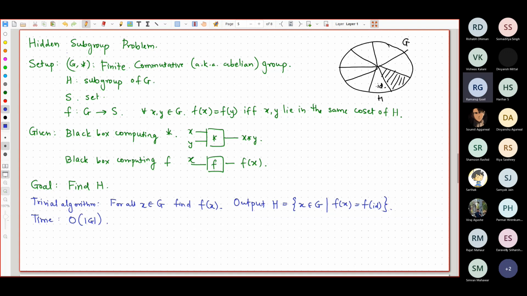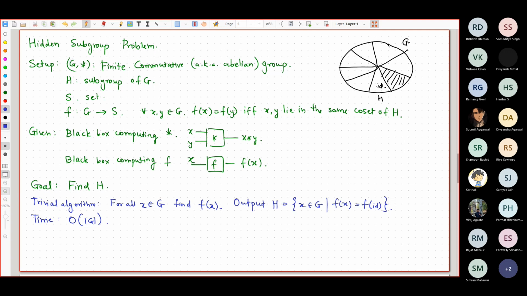So what we are trying to do is beat this trivial algorithm. In order to beat that trivial algorithm, it will be crucial that we know the identity element already. So let's just assume that you know the identity element, which is, let's say, the all zero string. So what is our goal?